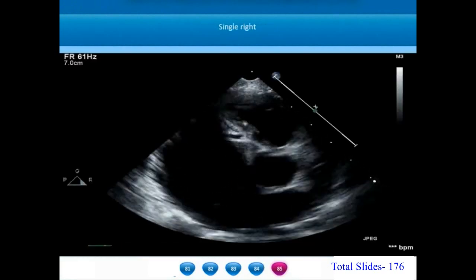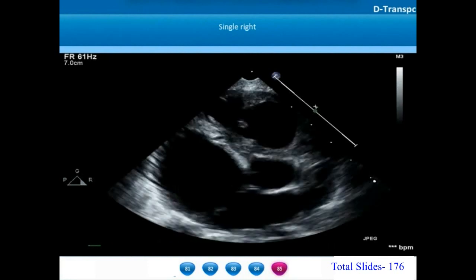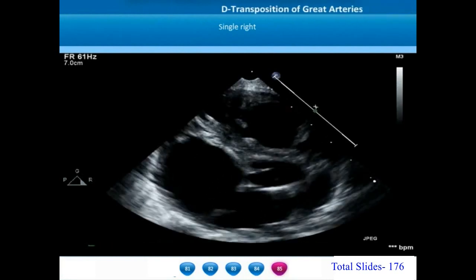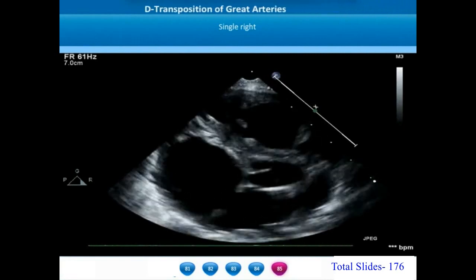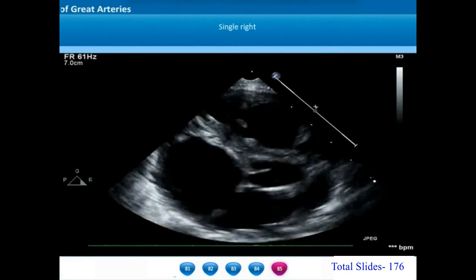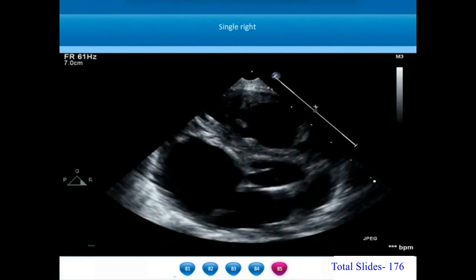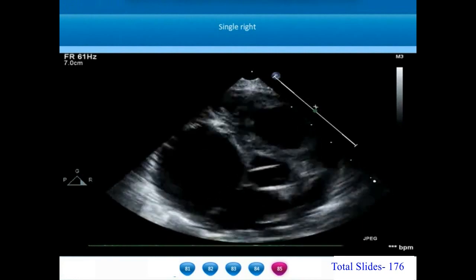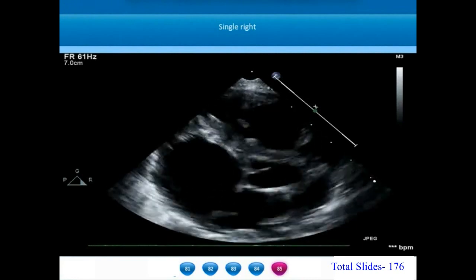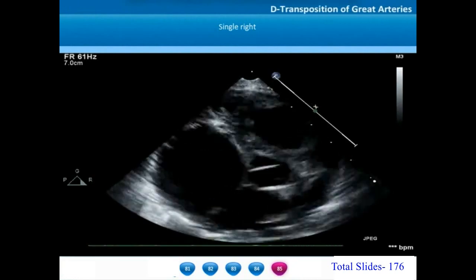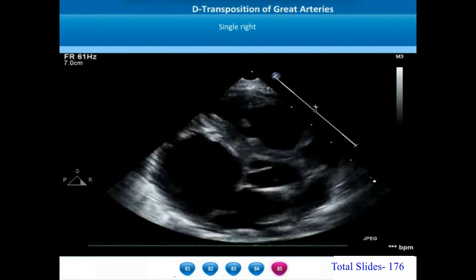In this parasternal short axis view, we can notice that the aorta is directly anterior to the pulmonary artery. The coronary artery is arising from the middle of the right facing sinus. It trifurcates. The left coronary artery courses anteriorly. The right coronary artery courses towards the right. This is an example of a single right coronary artery.